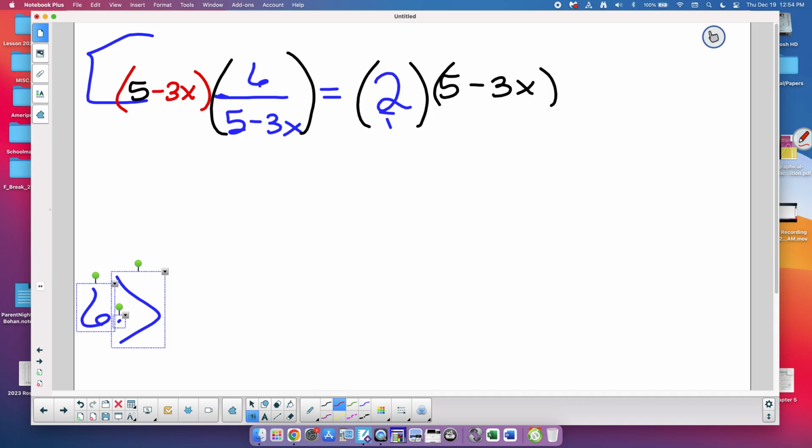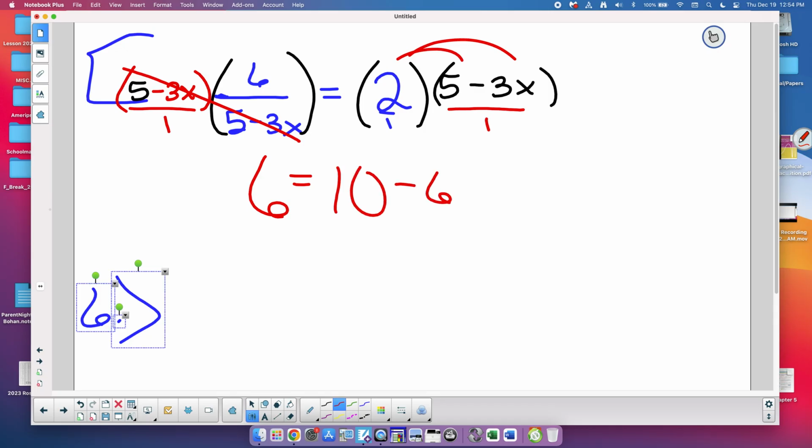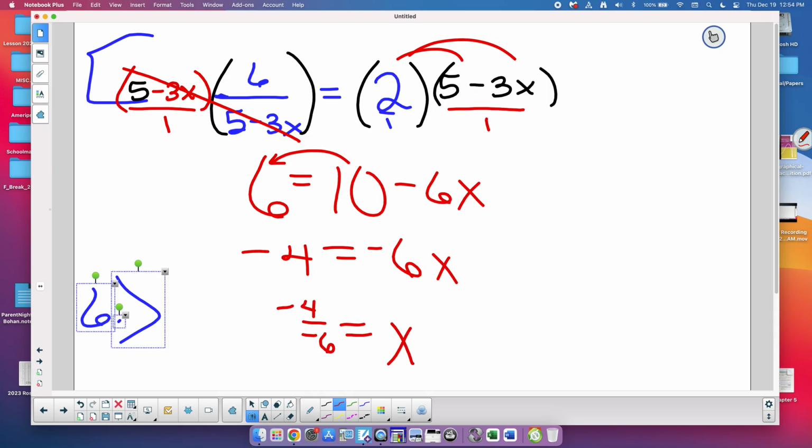Okay, you ready, guys? 5 minus 3x, 5 minus 3x, what do they do? What's the answer? 6. There's nothing to cancel, guys. The denominators are both 1. You're going to have to run it through. What's the answer? 10 minus 6x. Got it. Now what? Move the 10 over. Negative 6x equals what? Got it. Divide by your negative 6. What do you get? Negative 4 over negative 6, which is what?